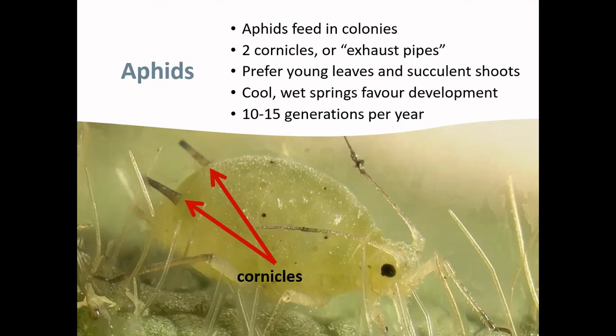Aphids really favor cool, wet springs. They tend to feed on very succulent, lush tissue. And so in those wet springs, when we get a lot of canopy growth, it's not uncommon to see populations really start to get quite high. And there's a number of generations per year that can be produced with aphids depending on temperature.